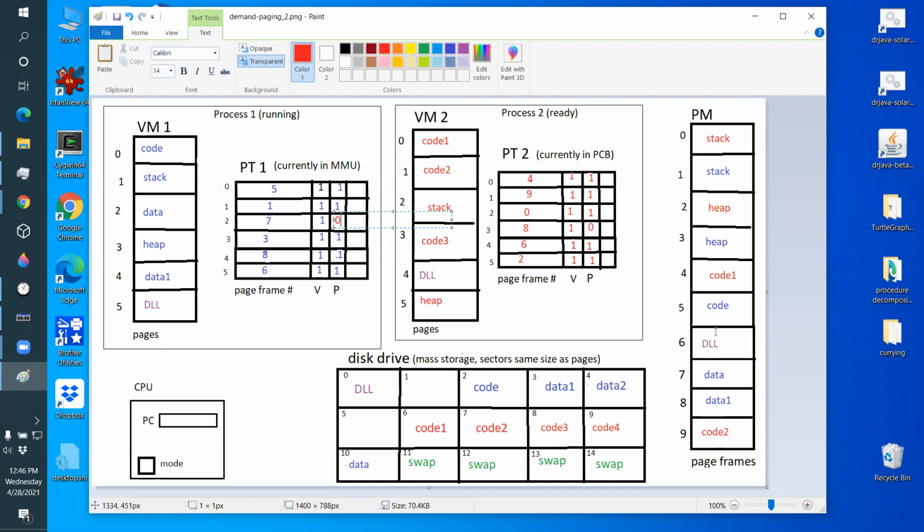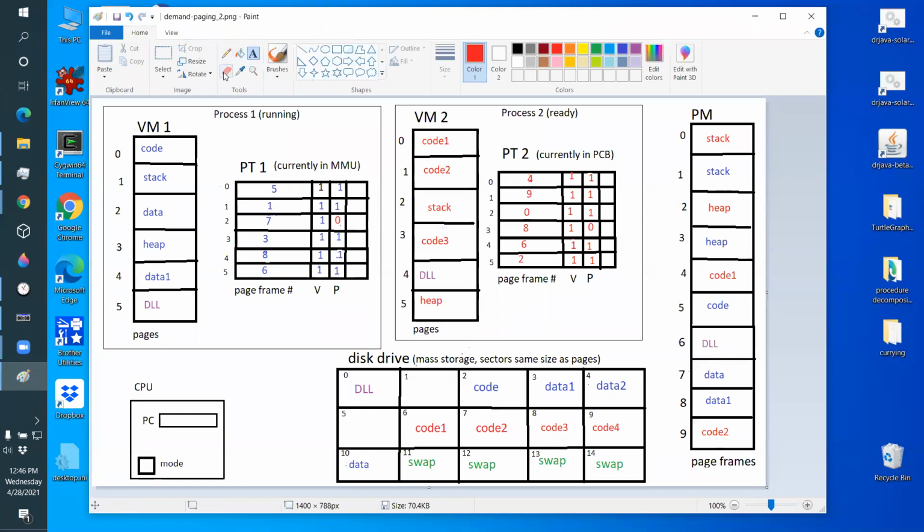When it kicks it out, it sends it back to the hard drive. It stores it back on the hard drive. So now on the hard drive, it's in page 10. So now I have to update the page table again. It's put back on the hard drive in sector 10. Okay, so it's put back here on the hard drive in sector 10.